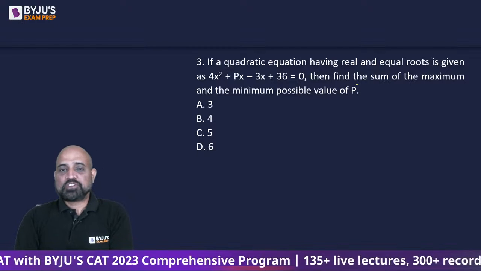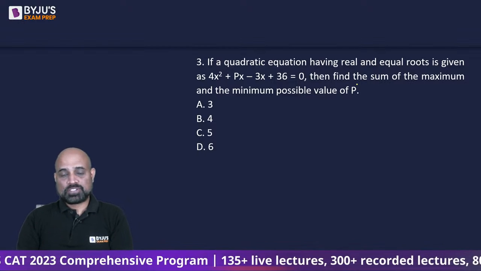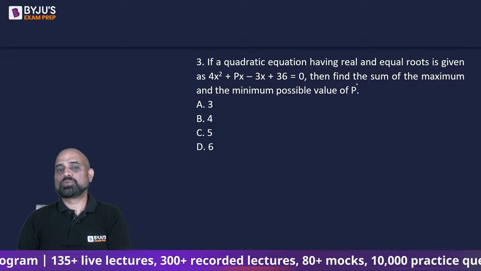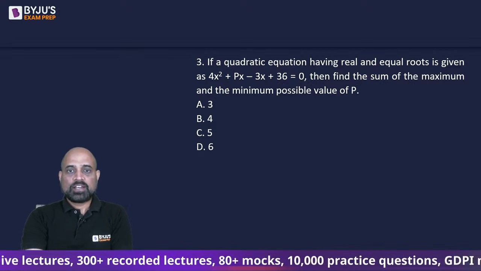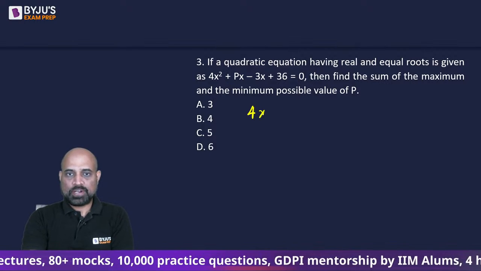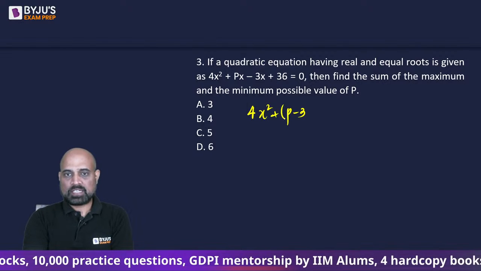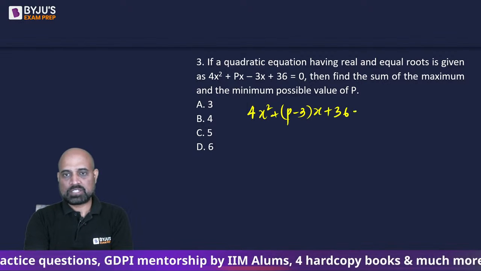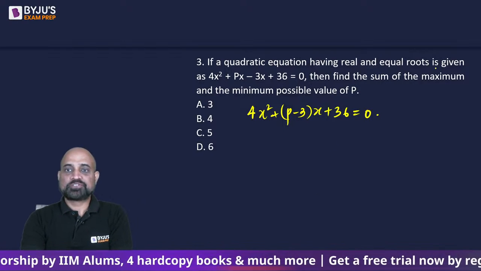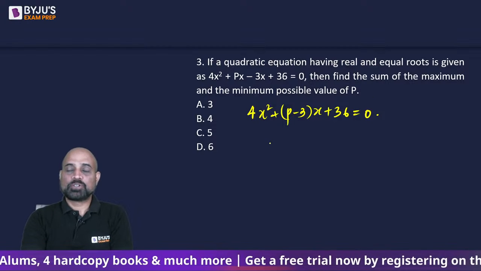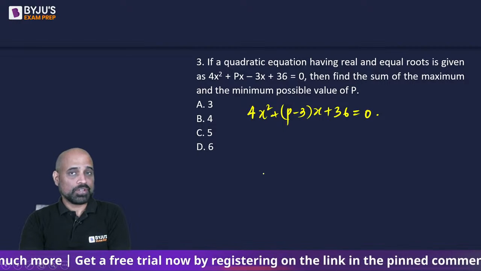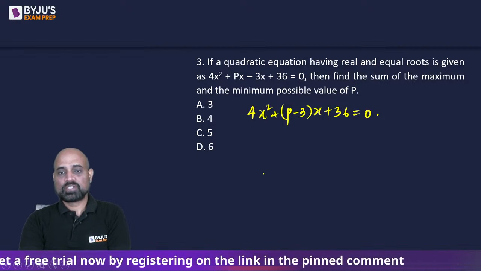Next, if a quadratic equation having real and equal roots is given as this, then find the sum of the maximum and minimum possible value of p. Well, we can rearrange this as 4x square plus p minus 3 into x plus 36 is equal to 0. And they have real and equal roots. That would mean its discriminant is going to be equal to 0, right? When you have real and equal roots.